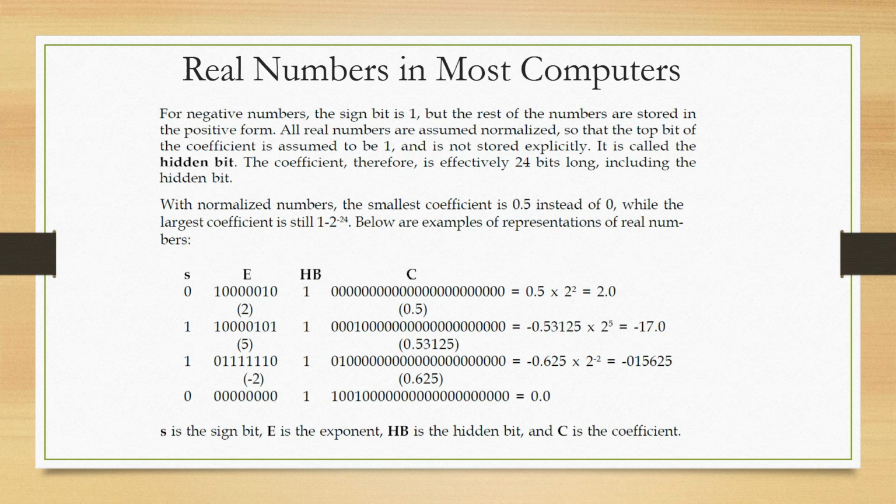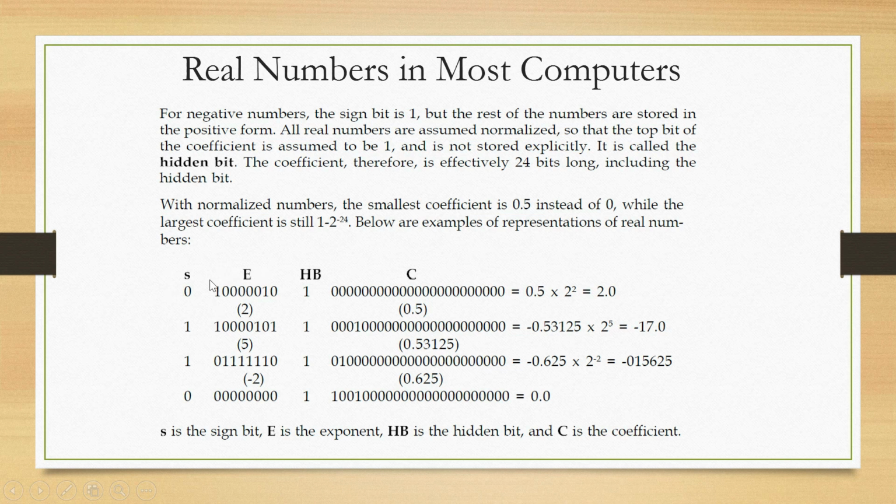So the coefficient therefore is effectively 24 bits long, including the hidden bit. With normalized numbers, the smallest coefficient is 0.5 instead of 0, while the largest coefficient is still 1 minus 2 to the negative 24. So here is an example. You can go through the example. Now for our sign bit, this is 0. That means our answer should be a positive number.